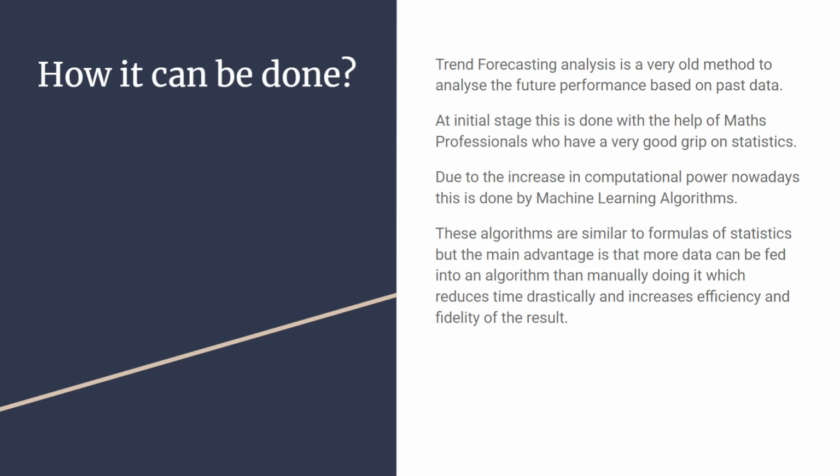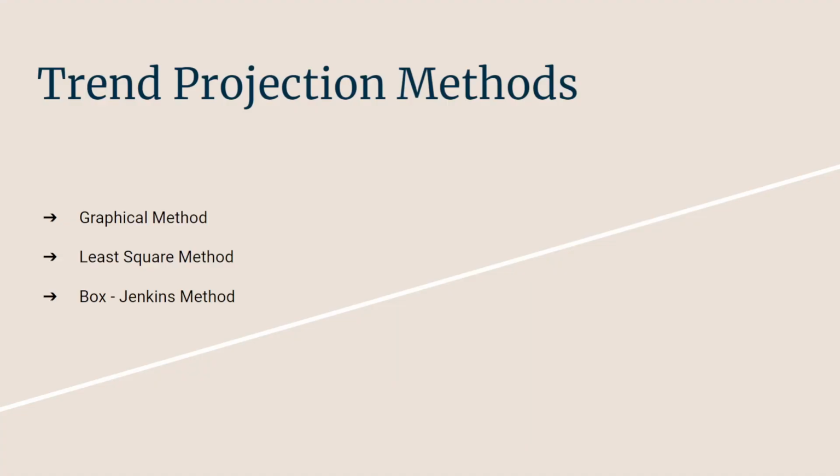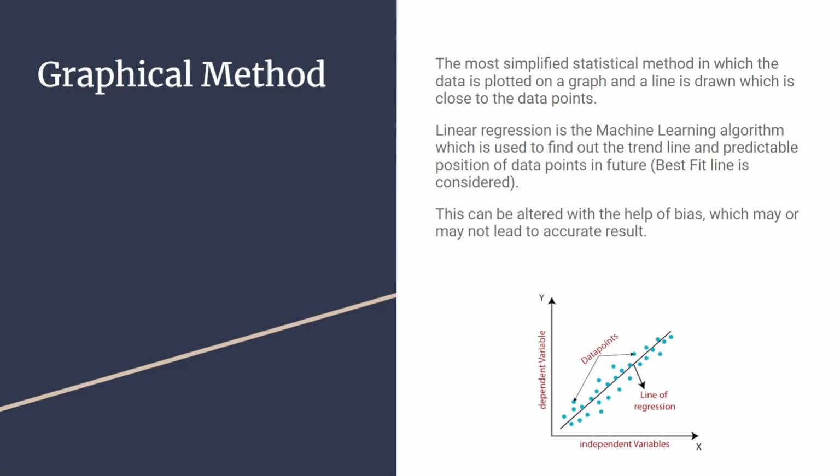So this is what is done by the machine learning algorithms nowadays, and this is how it's done, the trend forecasting analysis. And there are three types of projection methods of this analysis. One is graphical, least square, and Box Jenkins. Sorry if I spell that name wrong. So moving on, graphical method.